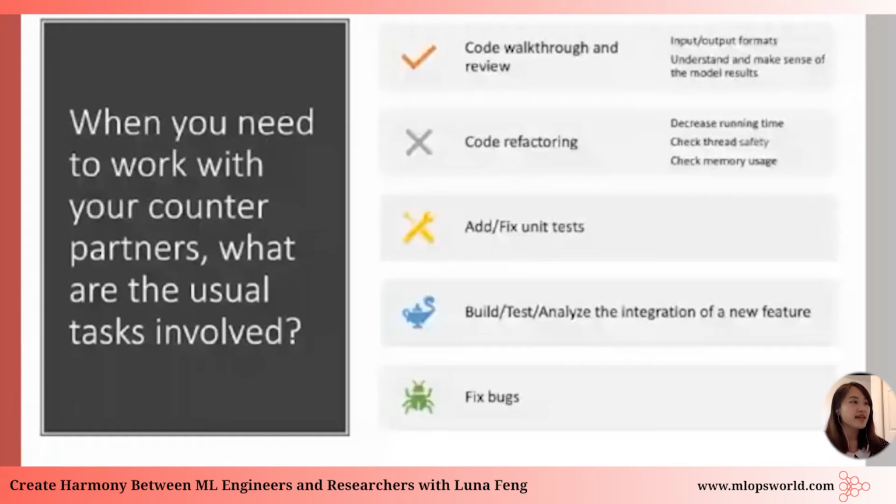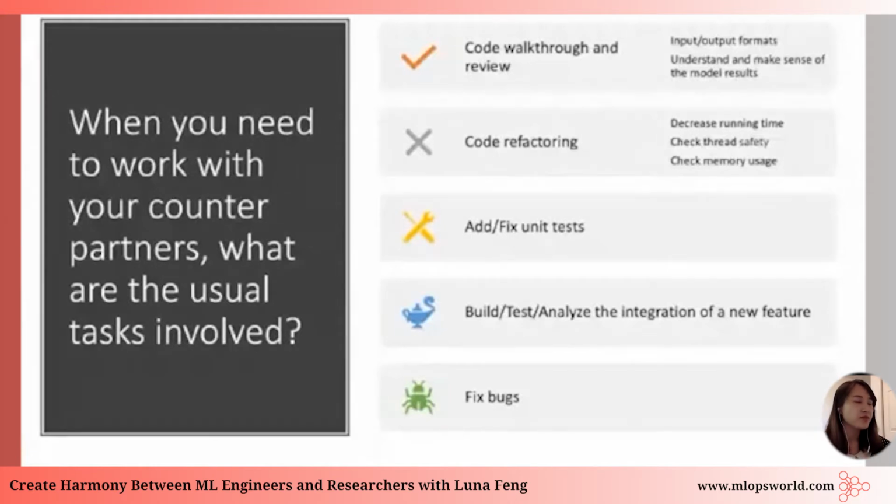So now the question is, what are the usual tasks involved when researchers and engineers collaborate? The answers I got can be summarized into 5 tasks. The first one is code walkthrough and code review. Both engineers and researchers need to be on the same page about the input and output formats of each component in a product, if necessary. Researchers also need to help engineers understand and make sense of the model's results. This helps engineers test the model once they refactor the code.